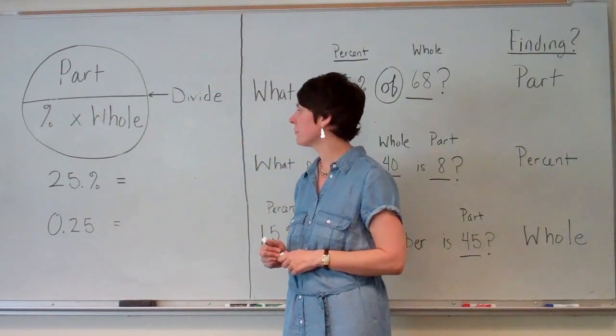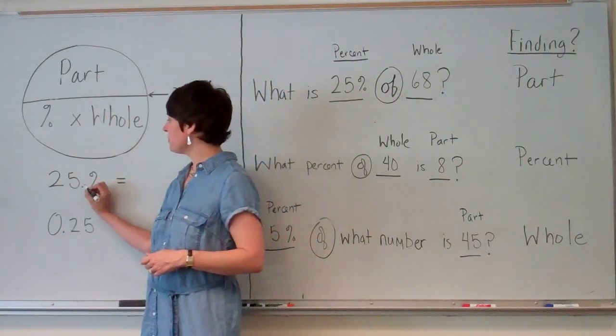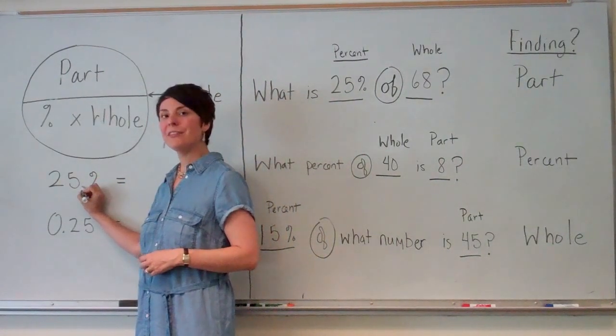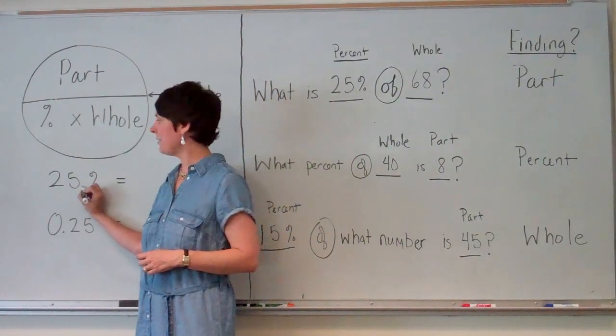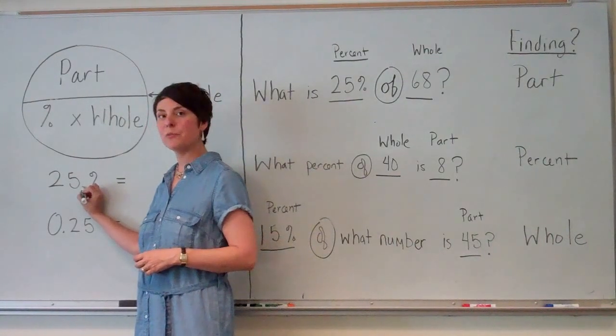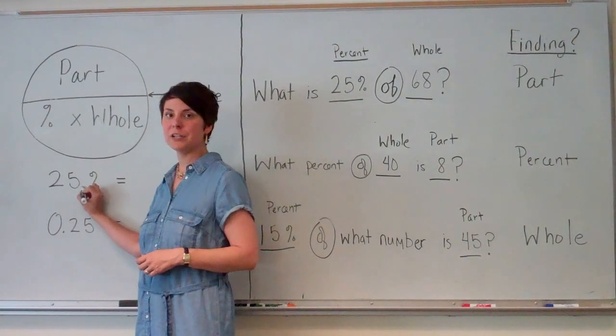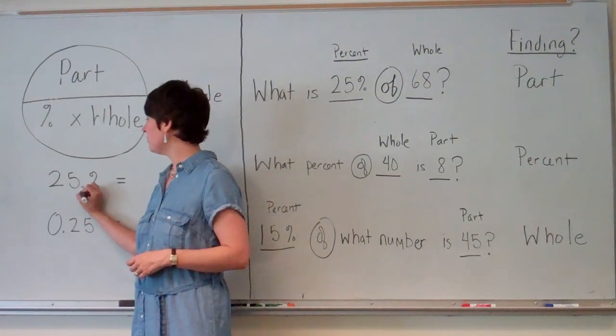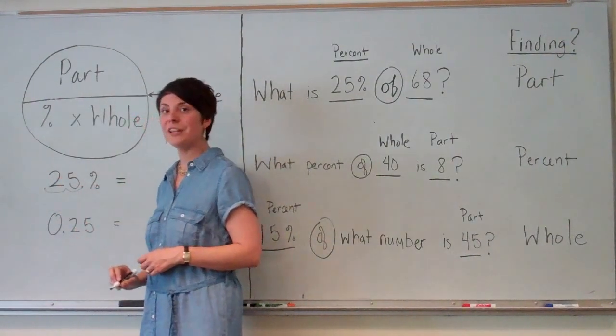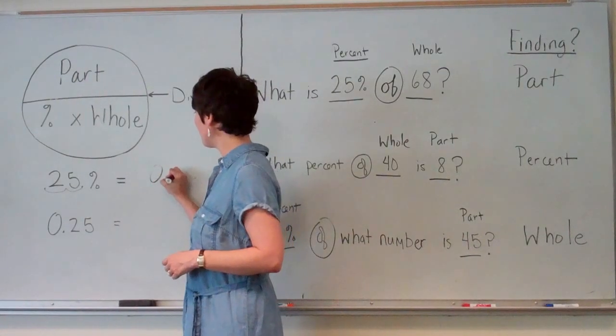They can be equivalent. Here in my 25%, I know that my decimal place in a whole number rests all the way here on the right side. So to turn it into a decimal, I'm going to divide it by 100. A really easy way to do that is to move the decimal place 2 to the left. So I'm going to get 0.25.